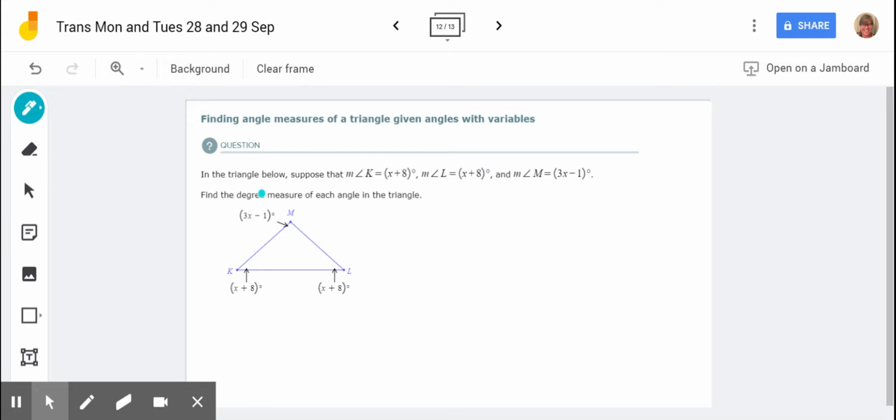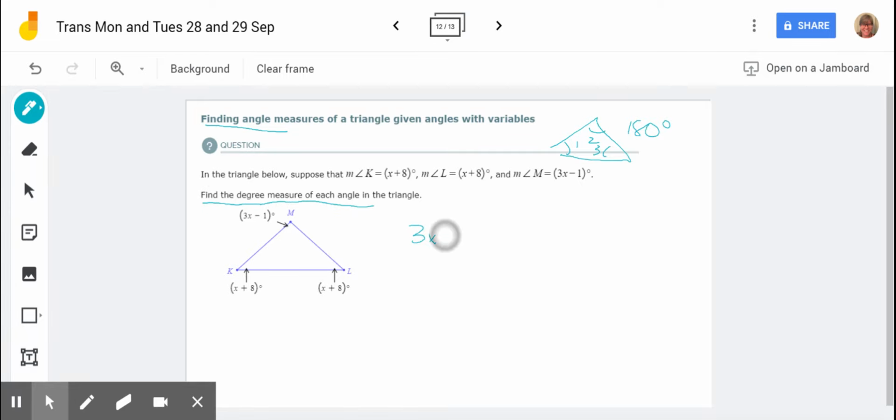Okay, in the triangle below, now we're dealing with triangles and angle measures. The thing you need to remember here is that if you add angles 1, 2, and 3, you get 180 degrees. In the triangle below, they're giving you this. A lot of times in these problems, they tell you what you can see in the picture. Find the degree measure of each angle.